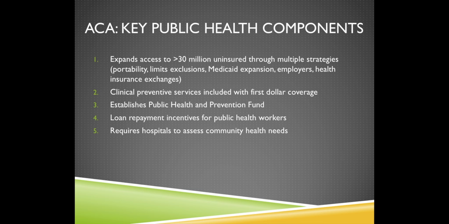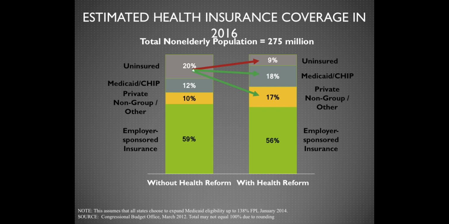Let's now turn to key public health components that we've maintained within the ACA. The ACA expanded access to over 30 million uninsured through multiple strategies. Clinical preventative services are included with first dollar coverage. The ACA established the Public Health and Prevention Fund, as well as loan repayment incentives for public health workers, and the ACA requires hospitals to assess community health needs, as we've focused on in these previous modules. Looking at the expanded coverage provided by the ACA, the uninsured rate dropped from 20% to 9%. I look forward to your analysis of these 7 scenarios presented in this case study.